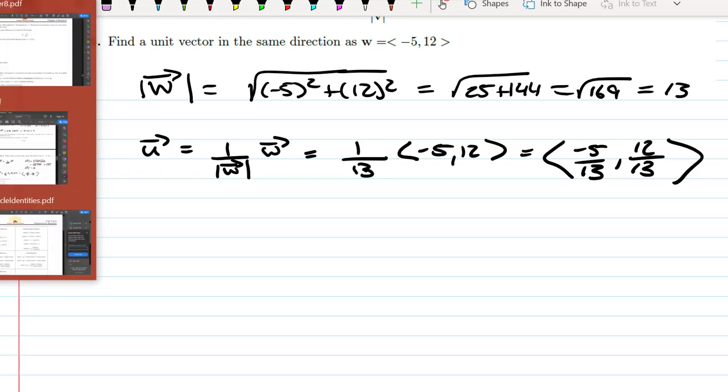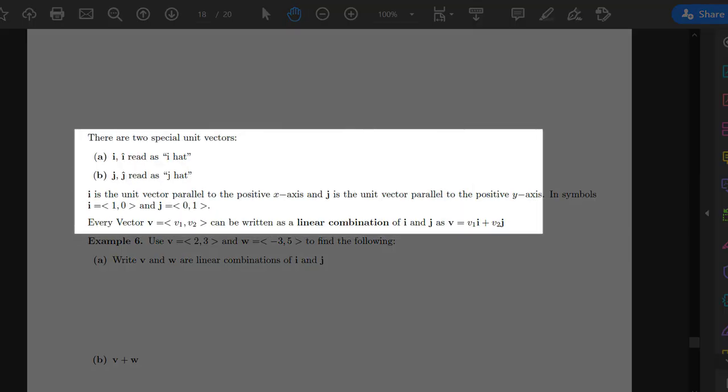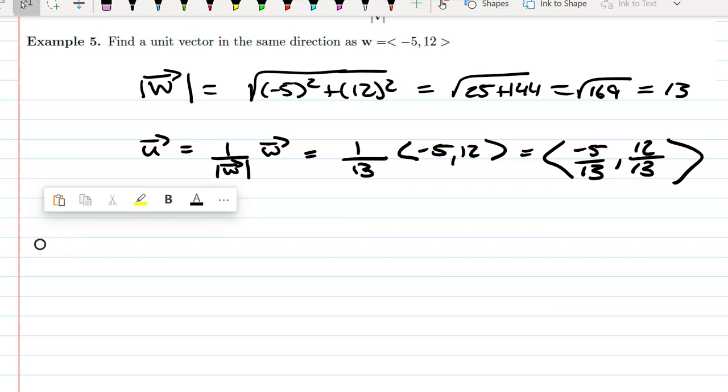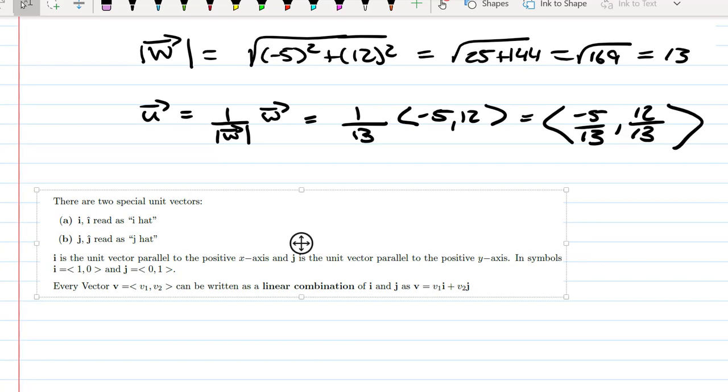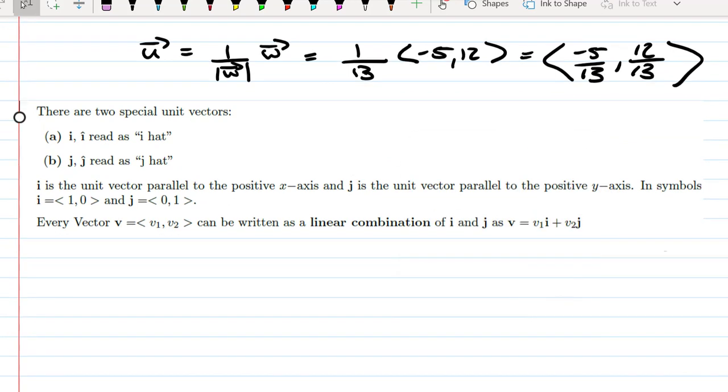All right. So there are some special unit vectors, and I hinted at these earlier. The two special unit vectors are i hat and j hat. They are written as either a bold i, or to signify it as a vector, sometimes they put the hat on them. Either way, we read this as i hat and j hat. So i is the unit vector parallel to the positive x-axis, and j is the unit vector parallel to the positive y-axis. So in symbols, i hat is the vector 1, 0, and j hat is the vector 0, 1.